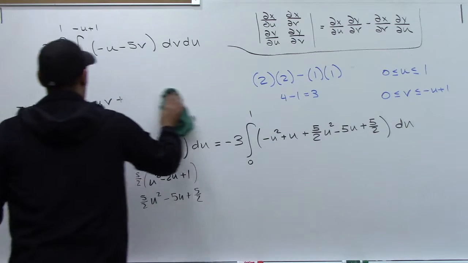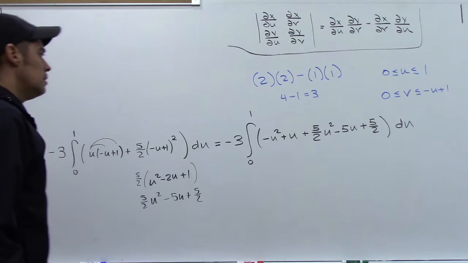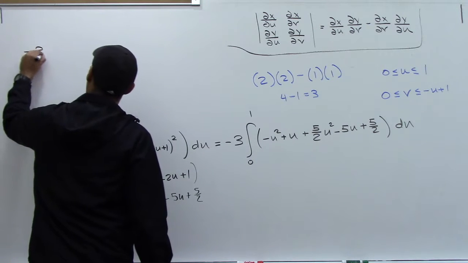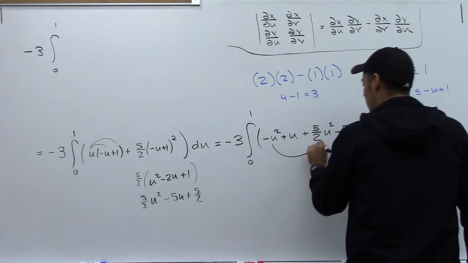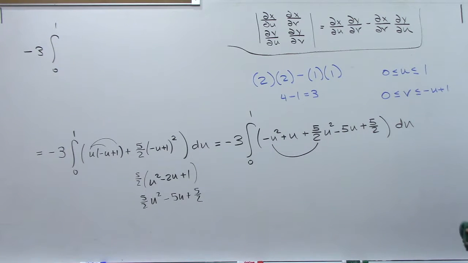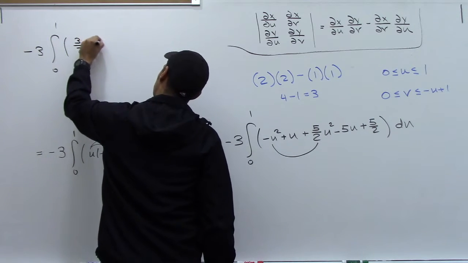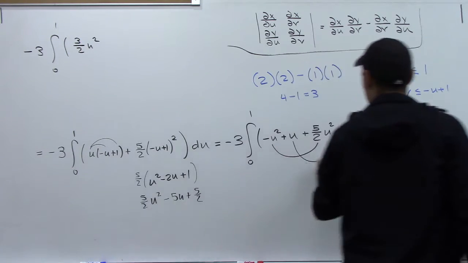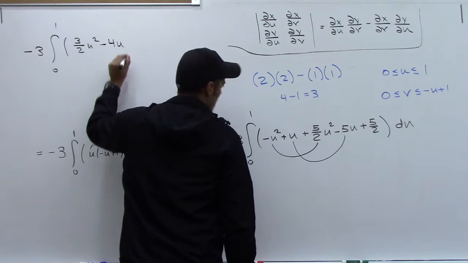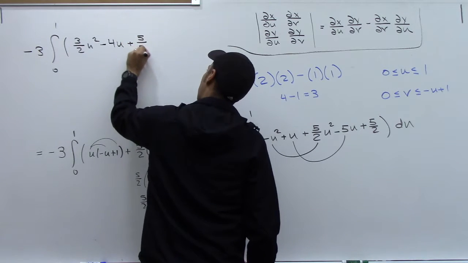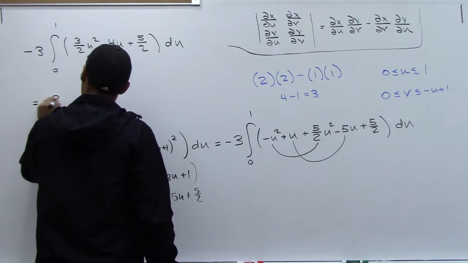Now I will integrate. I believe I can combine some like terms together, though. Maybe I should combine like terms first. Negative 3 integral 0 to 1. U squared, so I can put those two together, and I should get 3 halves u squared. I can put the u's together here. That's going to be minus 4u. And then I have the 5 halves out there still. Du. Now integrate. Negative 3.